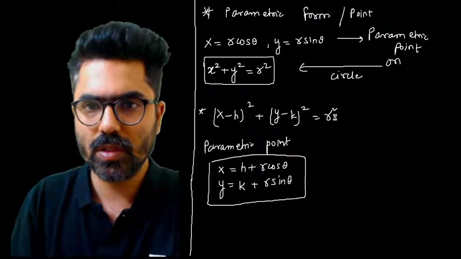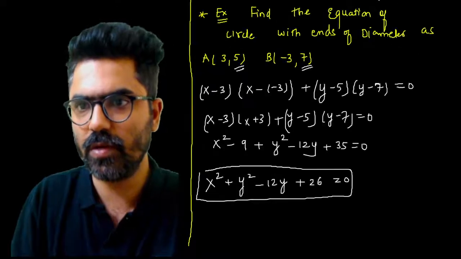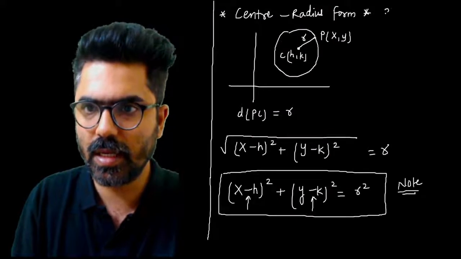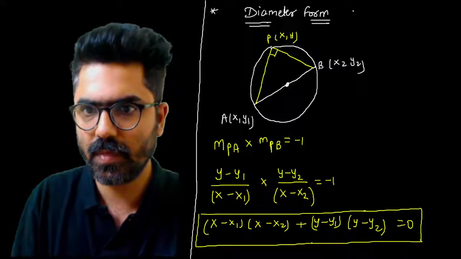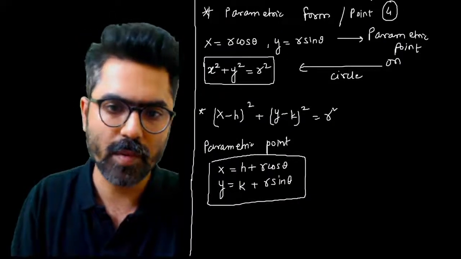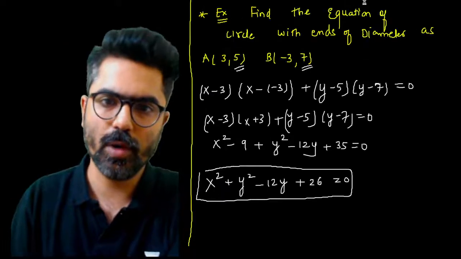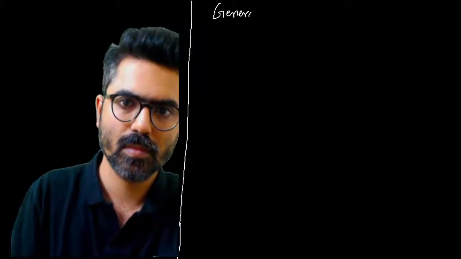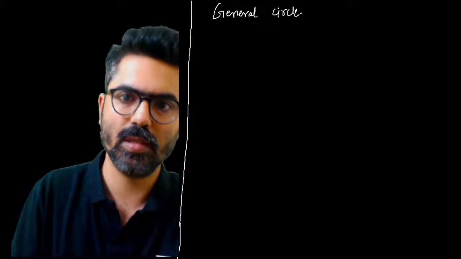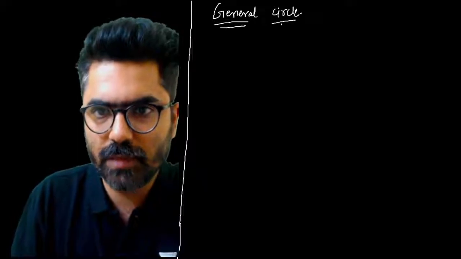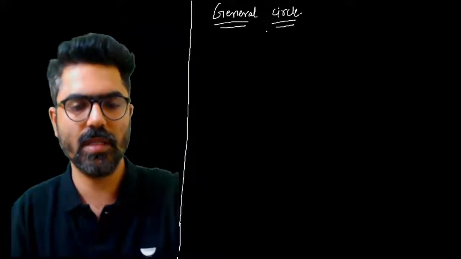So this was the fourth format, or fourth key point, we have done today. The first one is center radius form, standard form. Second, center radius form. Third, diameter form. Fourth, parametric form or parametric point. These are the key points. Now one more point, the last one, the general circle. This is also an important part of the circle. After that, we'll be taking some examples based on general circles.